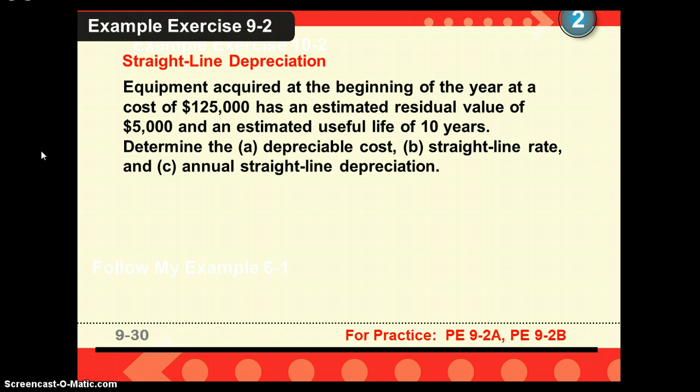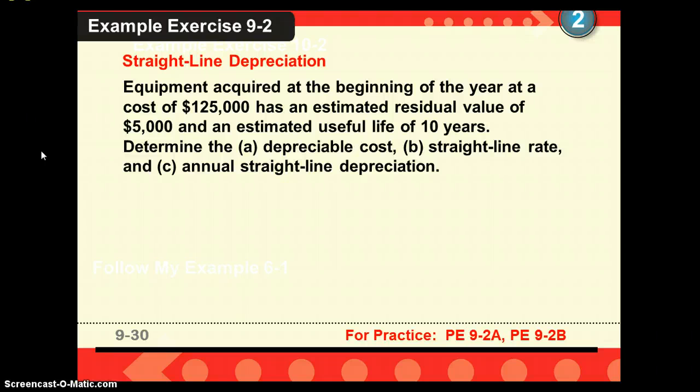We have equipment that's bought at the beginning of the year, makes the calculations easy, for $125,000 and a residual value of $5,000, with an estimated useful life of 10 years. We have to figure out the depreciable cost, so how much is going to be depreciated, the straight line rate, and annual straight line depreciation. The only one we haven't done an example for is the straight line rate. That would be a percent. See if you can calculate these.